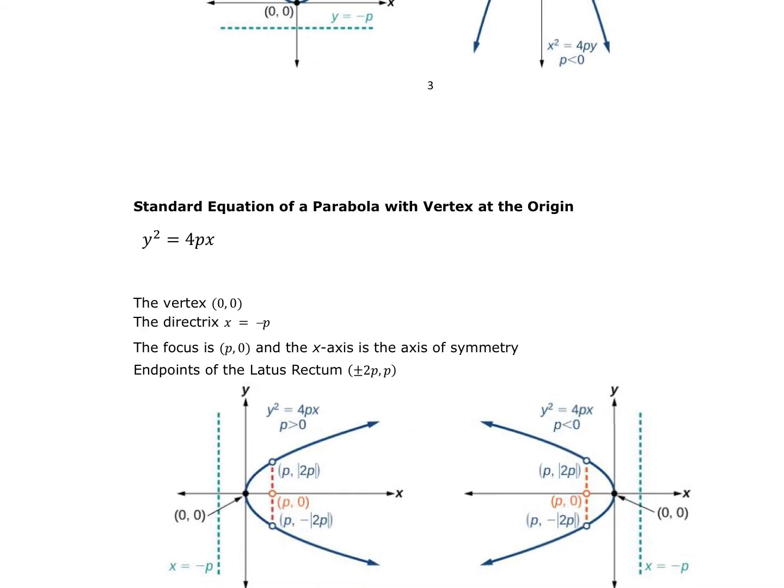So now, like I said before, we are looking at parabolas that open left and right. In this case, the y will be squared, and y squared is equal to 4px. The directrix now is at x is equal to negative p. The focus is at p comma 0, and the endpoints of the latus rectum are p comma plus or minus 2p. Notice that this latus rectum is running parallel to the directrix, and it goes through the focus and touches both sides of the parabola.